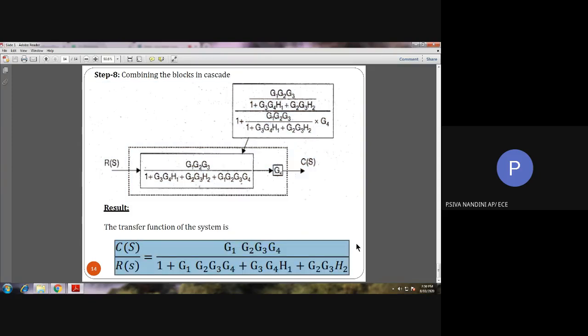Okay. So in today's class, we have seen 3 problems on the block diagram reduction technique with the 11 rules which we have seen in the previous classes.